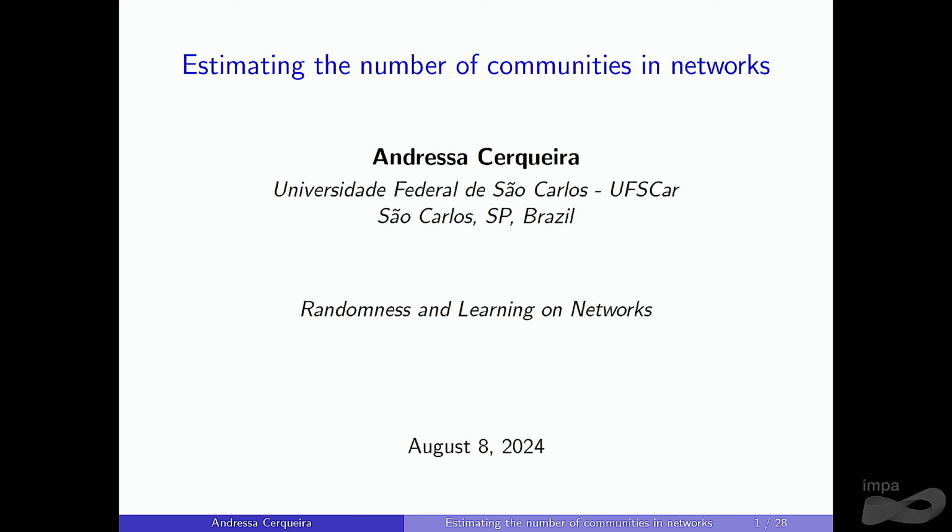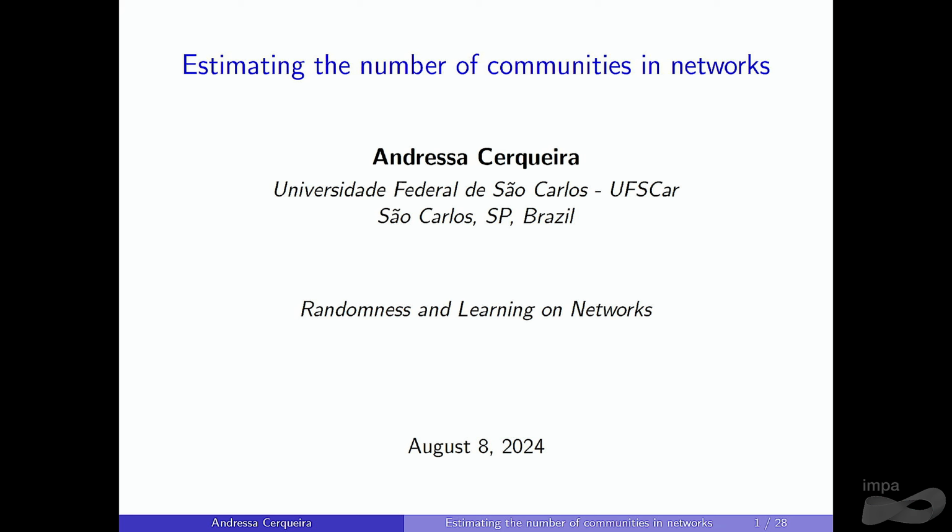So today, I'm going to talk about the estimation of the number of communities in networks. The last two weeks, we have heard a lot about inferential problems on networks, for example from Jesus' talk today about community detection. To do community detection, you first need to fix how many communities you have in the network, and then you estimate the communities. So I'm going to talk more about this problem of estimating the number of communities.